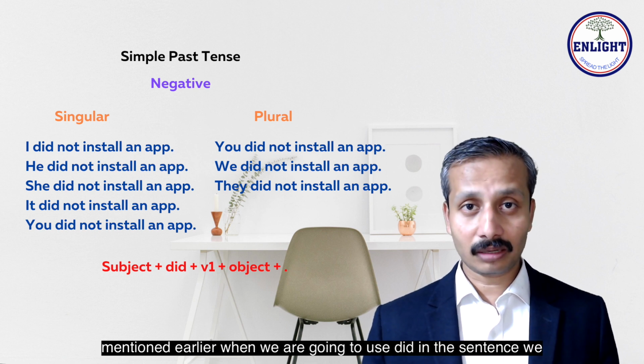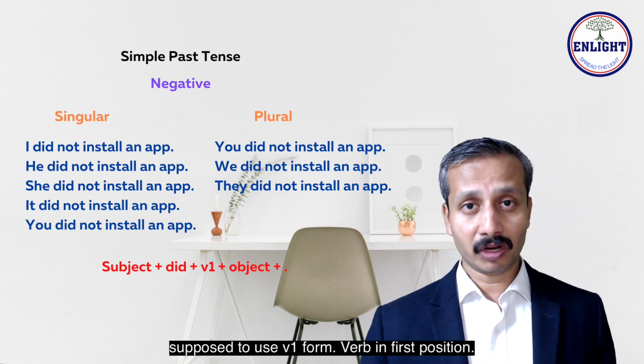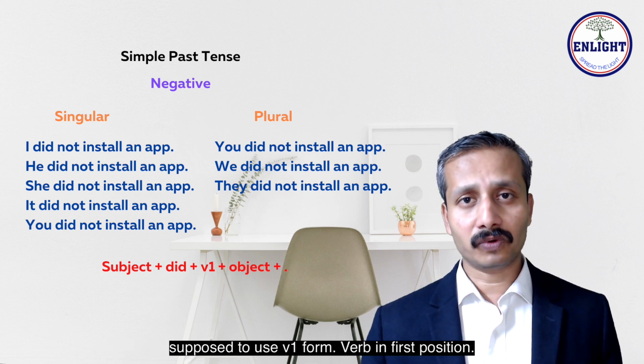As I mentioned earlier, when we are going to use did in the sentence, we are supposed to use V1 form, verb in first position.